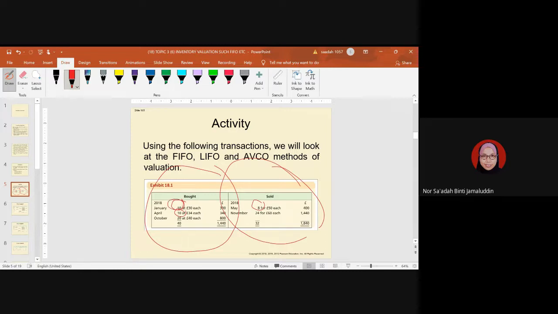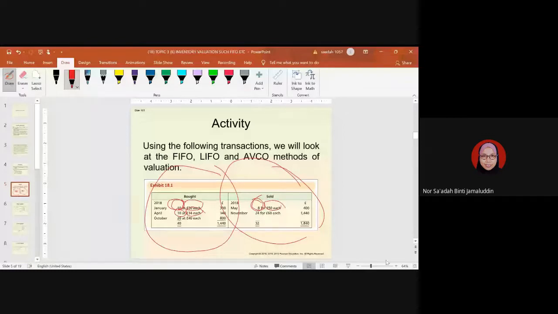Januari masuk 10, harga RM30. Dia letak harga kan? So, adakah harga ni main peranan dalam calculation first stage ni? Dengar baik-baik. April, dia masuk lagi sekali. Dia beli lagi, tapi harga berbeza, 34. And then, pada Mei pula, dia jual 8 pada harga 50.